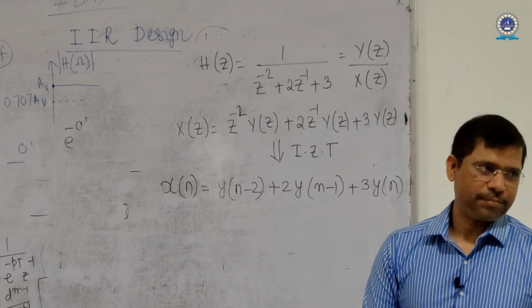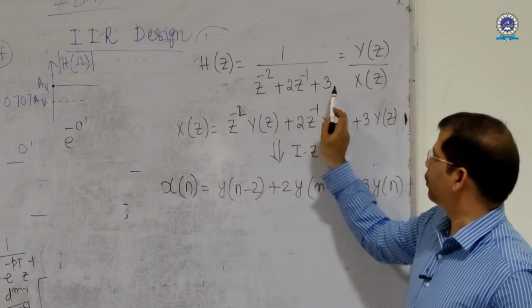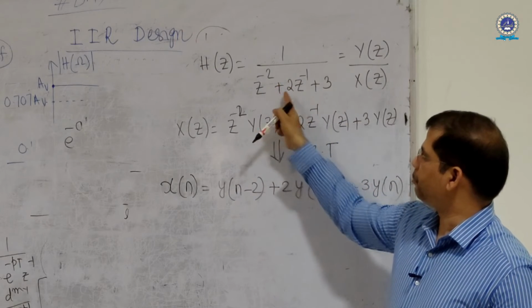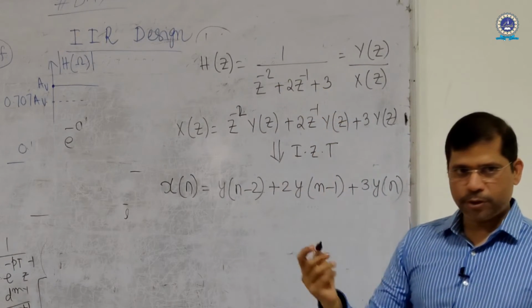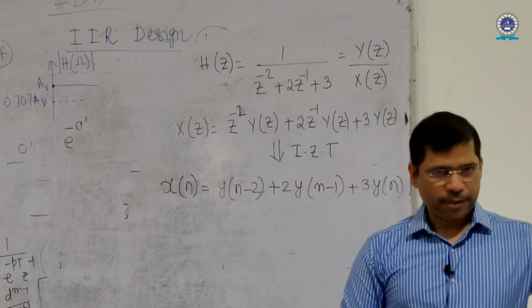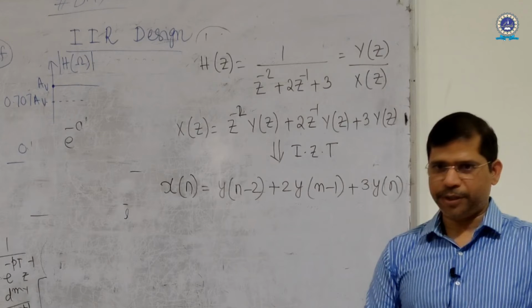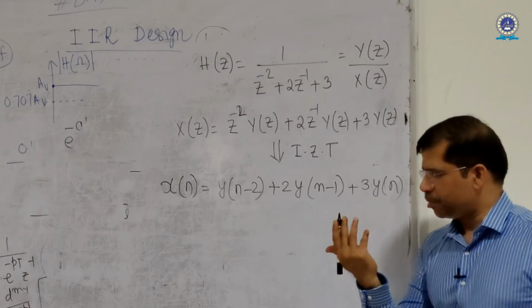Then the bounding condition we can apply. In general, how do you find this out? You have to find the poles. Once you find the poles, the poles must be inside the unit circle. If all the poles are inside the unit circle, then you can say the system is stable. But actually, that procedure is not required. There is a simple procedure.